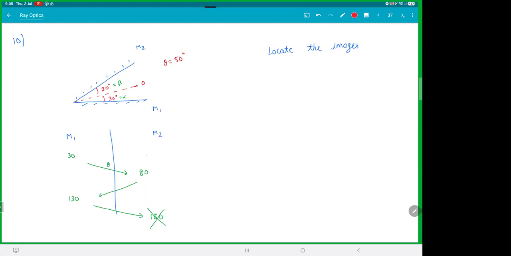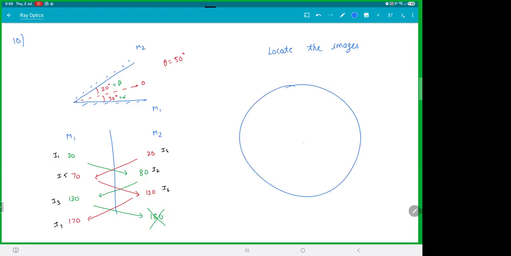The other side, we have 20, that's your beta. So 20 plus 50 is 70, 70 plus 50 is 120, 120 plus 50 is 170. So that's acceptable. So let's name them. Let's call them I1, I2, I3, I4, I5, I6, I7. There are 7 images. Now let's put them on a circle.